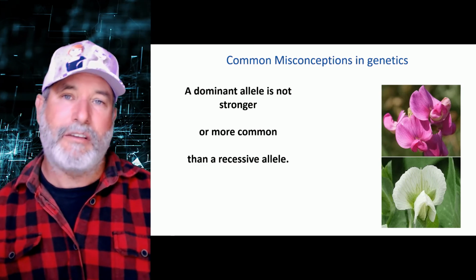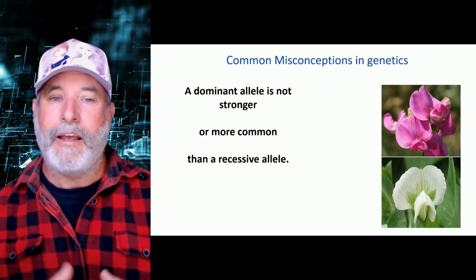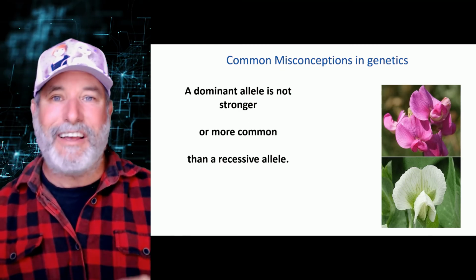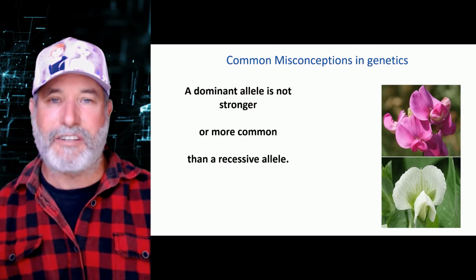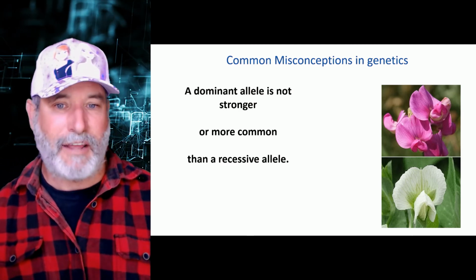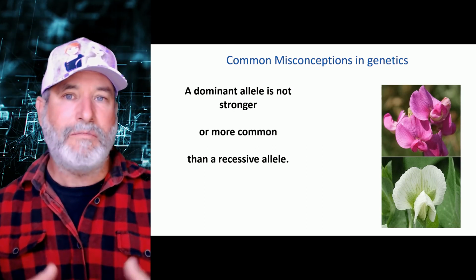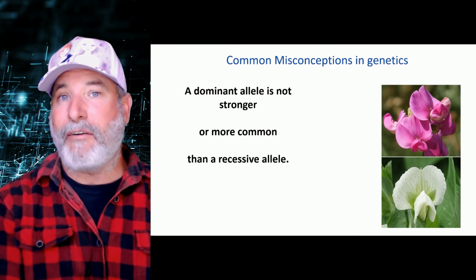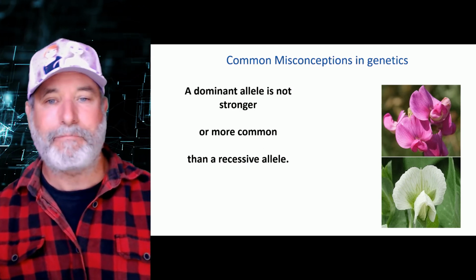Here's a good one. I hear this all the time. A dominant allele, like for a purple flower, it is not stronger. It's just expressing the trait, right? You're just making anthocyanin. The recessive one doesn't make anthocyanin. And it's not necessarily more common. And in fact, some dominant alleles might be very rare in a population, especially if they're bad.